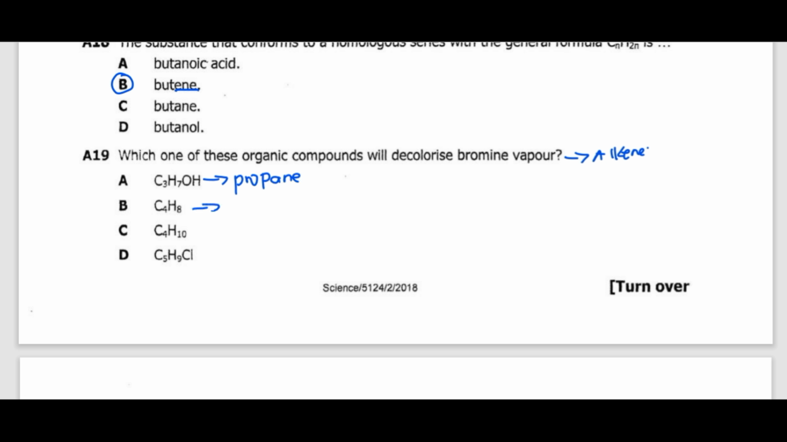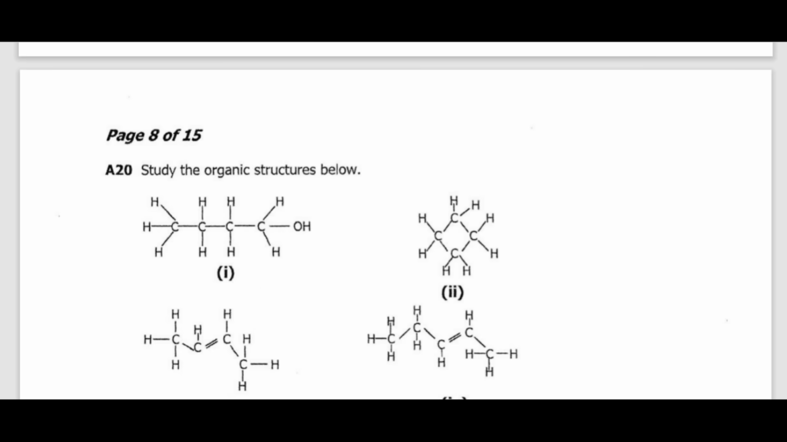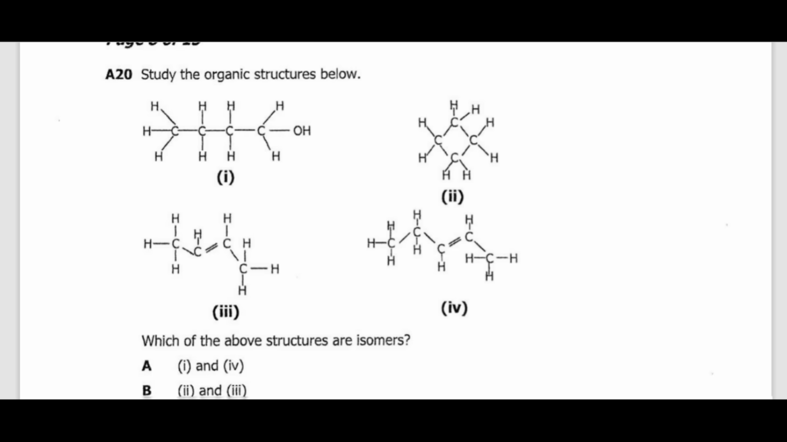Then here we have butene. So this is our answer because here is butane. So the answer is just B. So the point here, what you need to commit to memory is alkenes have the ability to decolorize bromine vapor. So we move on to question 20.